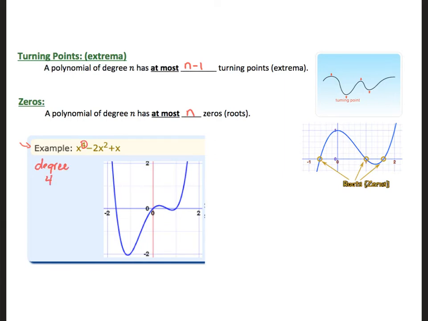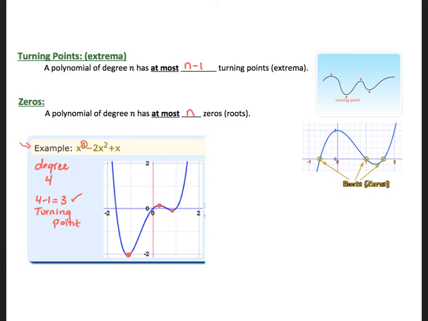So my turning points are going to be 1 less than that. So n minus 1 means I'm going to have potentially 3 turning points. A turning point is an extreme value, so the maxes and the mins. And if I count them, I have 1 minimum, a maximum, and a minimum. So that is a total of 3 turning points.